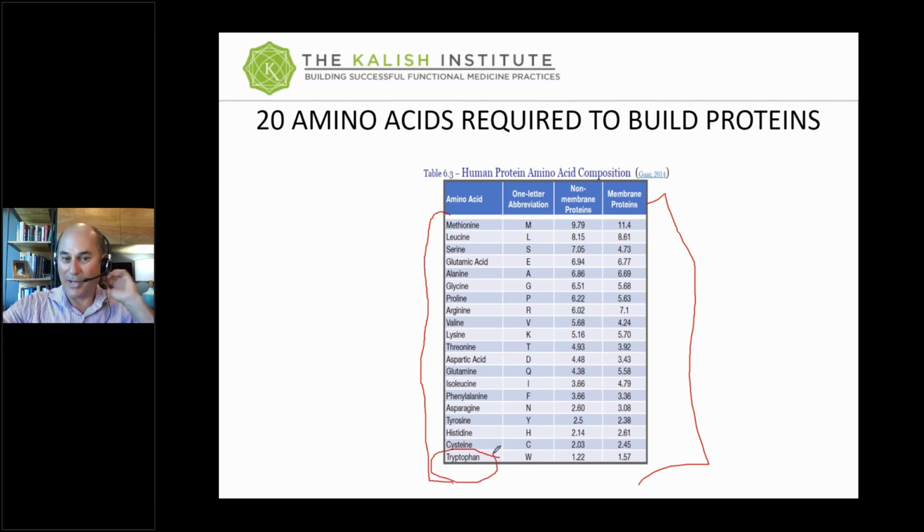You see tryptophan's at the bottom of the list here? It's at the bottom of the list because out of all the 20 amino acids, it's the one that shows up in the smallest amount in all the proteins in your body. Okay, so if there's even a small fluctuation of tryptophan, you've got a really big problem, because remember, you need all 20 of these to synthesize all proteins in the body.